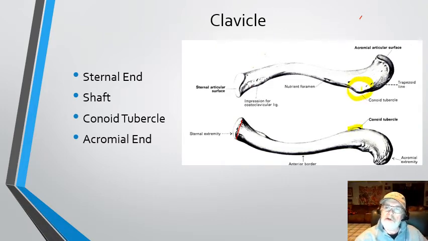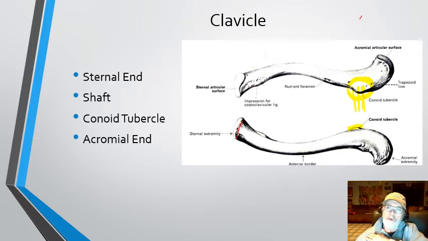This would be on the inferior side, and you can see a little silhouette when I'm looking down from the top. It's significant because right from this, there's a ligament that comes straight down and attaches to a little portion of the scapula called the coracoid process. I'll show you that when we get to the scapula. And that holds the clavicle down, okay?